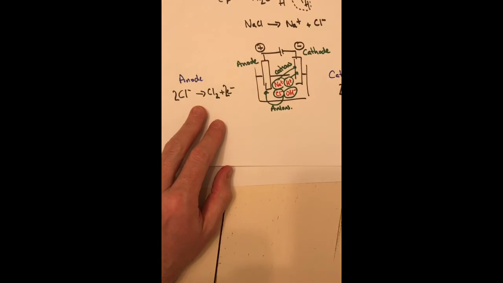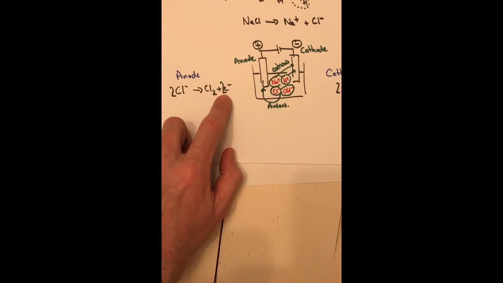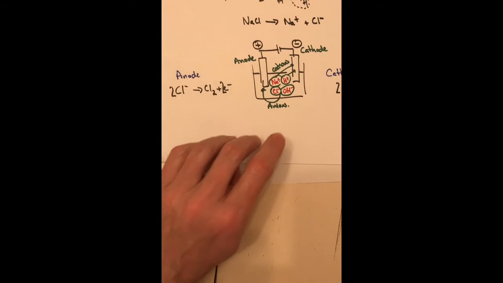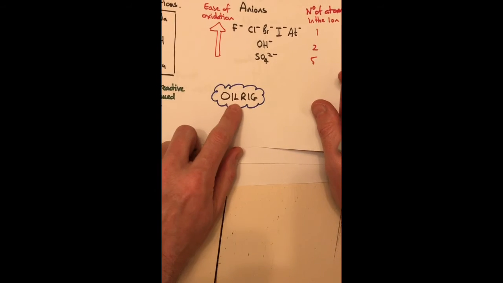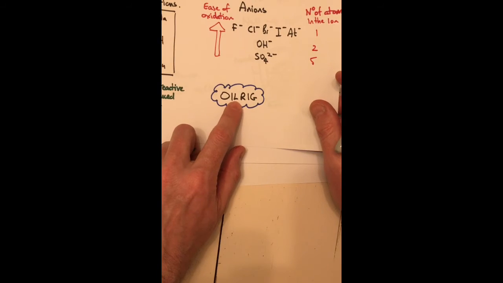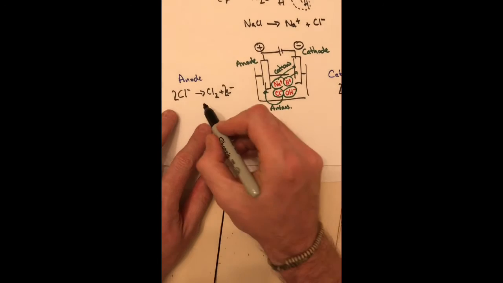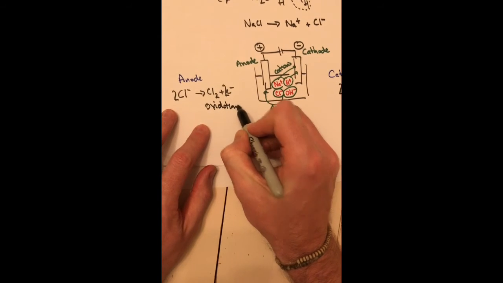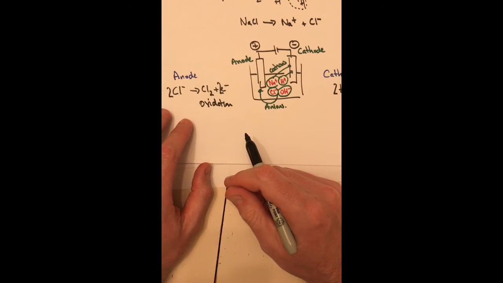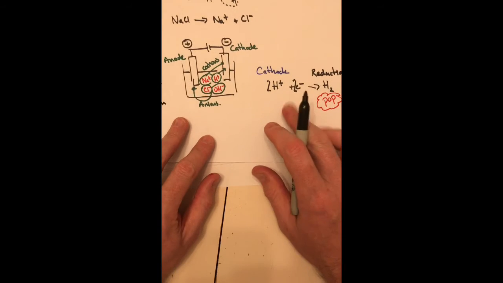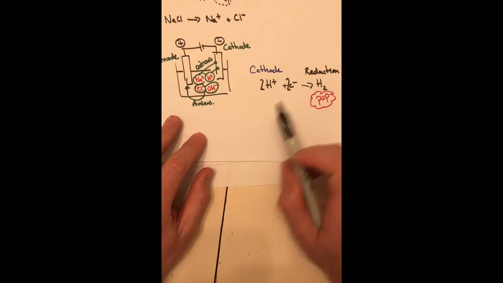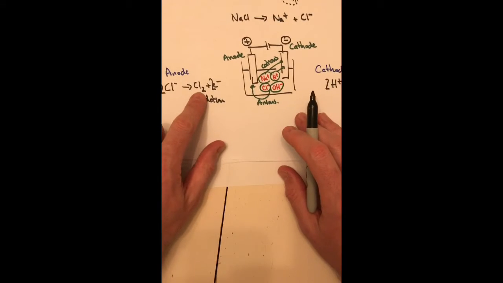Let's remind ourselves, this is being released, this is being lost. These electrons are now not part of the chlorine, so they've been lost. If we come back to our OIL RIG, oxidation is loss. So this example here is an example of oxidation. And this side compared to this side, remember this now is adding these electrons, so this one was reduction. So we're getting chlorine here.